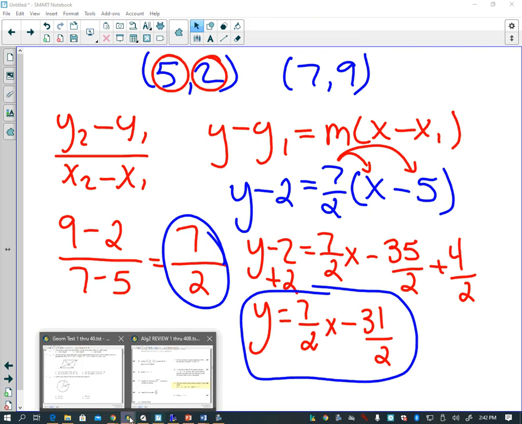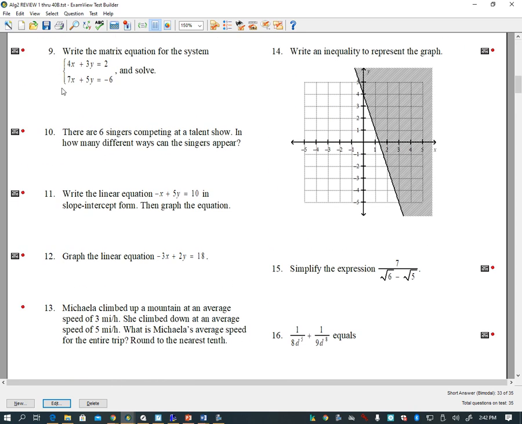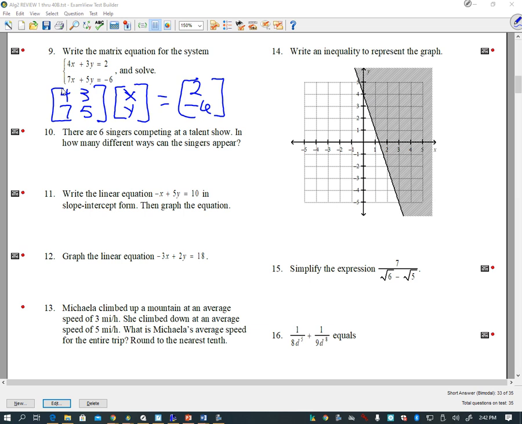Number 9. Okay. Write the matrix equation for the system and solve. All the matrix systems are going to look the same in a multiple choice scenario. They're not going to change up the matrices at all. So I can go ahead and tell you that what you want to have is your left-hand side, so, the matrix [4, 3; 7, 5] times an unknown x and y value equal the solution 2 over negative 6. But that's not how we work it out, is it? No. Okay, how do we work this out?